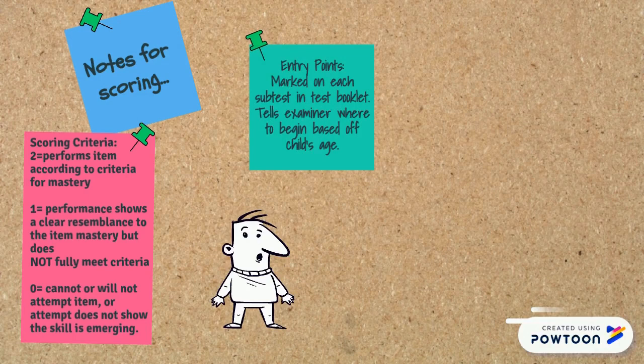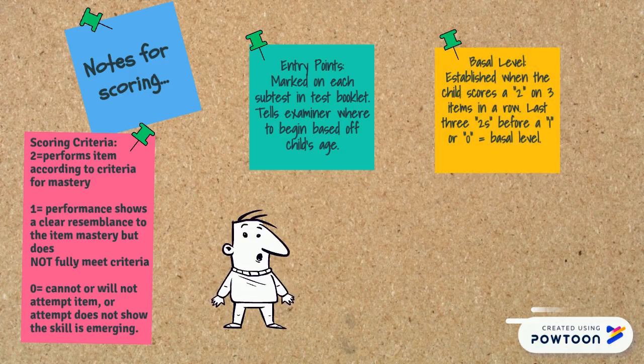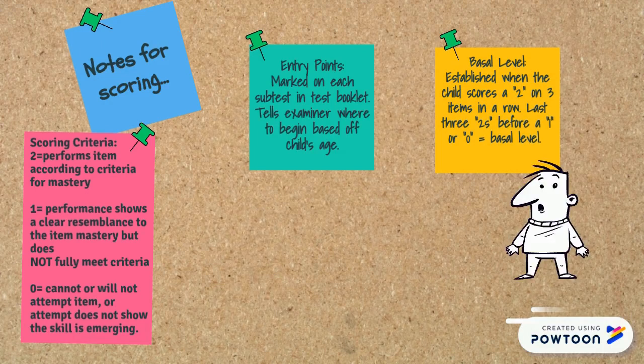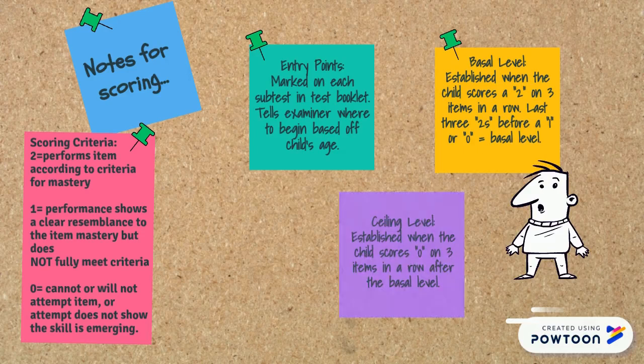Entry points. This is marked on each subtest in the test booklet and tells the examiner where to begin based off the child's age. Basal level. This is established when the child scores, say, a 2 on 3 items in a row. The last 3 2s before a 1 or a 0 is received equals the basal level. Ceiling level. This is established when the child scores a 0 on 3 items in a row after the basal level.